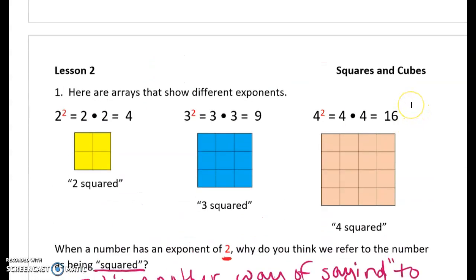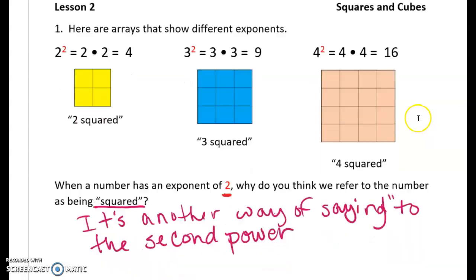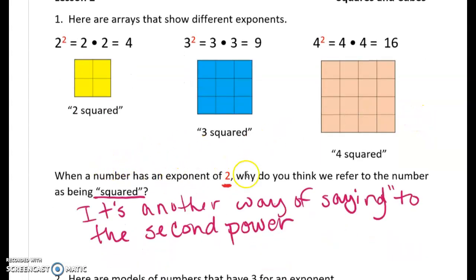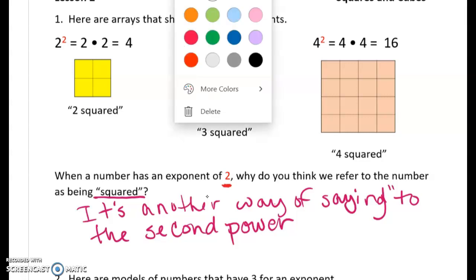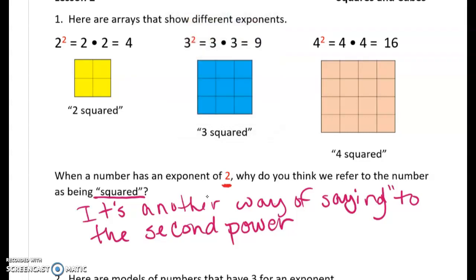There's another way we can say second power and third power, and that's squared and cubed. When a number has an exponent of 2, you can also say that it's squared. It's just another way of saying to the second power. Squared is a number to the second power. So here, 2 squared, 3 squared, 4 squared.